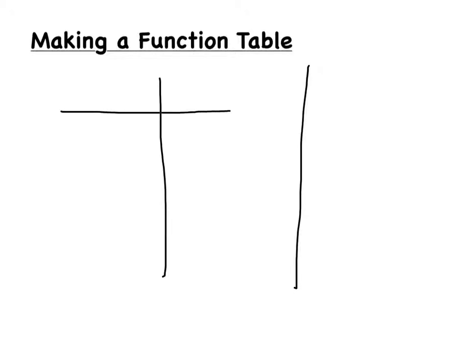Alright, when we're making a function table, the function table will always have three parts, so please draw this along with me. The first part, off to the left. Think of this sort of as a machine. So the very first thing that you do, you have to put something into the machine. So we're going to make this our input. This is going to be our x's.